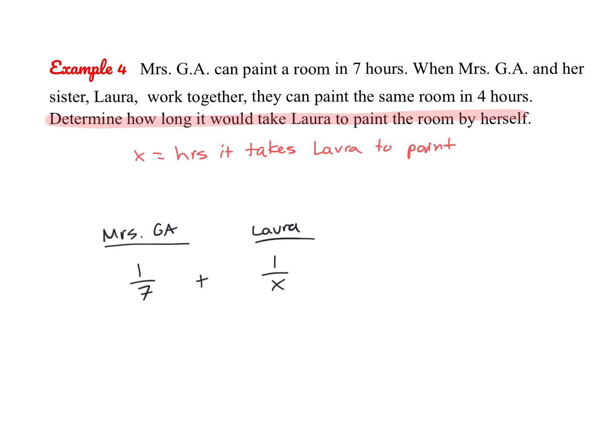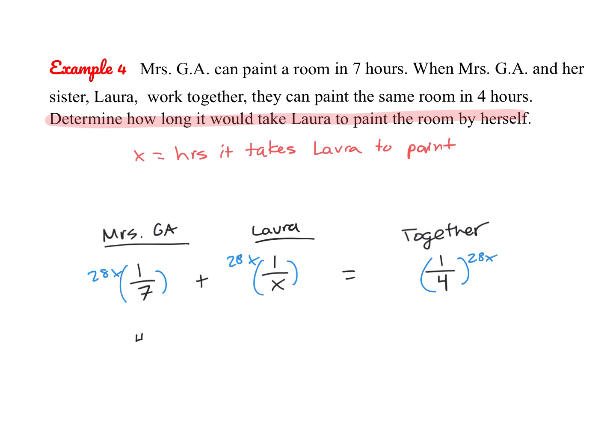And then together, it takes them 4 hours to paint the room. So in 1 hour, they've completed 1/4 of the job. So here you can see that we have a rational equation. And we can solve this rational equation by simply multiplying both sides by the LCD, which would be 28x. So I'm going to go and multiply every term by 28x to clear our fractions.